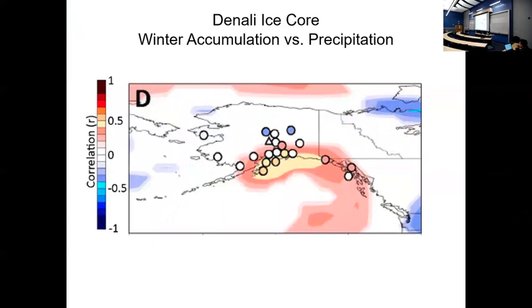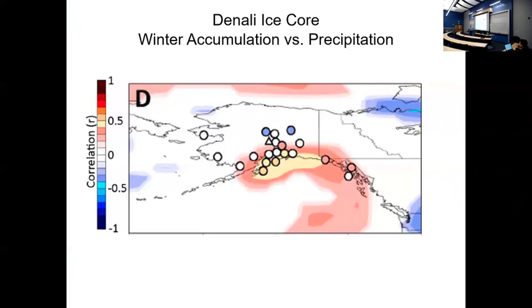So we also look at what is the relationship between the winter accumulation on Denali at 13,000 feet and the precipitation records from meteorological stations close by. And we also compared it to summary gridded reanalysis data. So the correlations in the dots are from precipitation stations, and the shading is in the reanalysis.